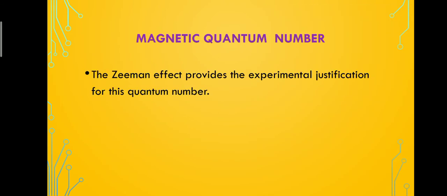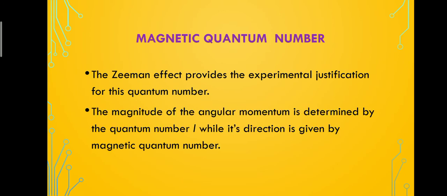The magnetic quantum number provides an experimental justification of the Zeeman effect. The Zeeman effect is nothing but the splitting of spectral lines in the presence of a magnetic field, and the magnetic quantum number explains the Zeeman effect. Next, the magnitude of the angular momentum: we can determine it using the azimuthal quantum number L, whereas the direction of the orbital can be determined using the magnetic quantum number.